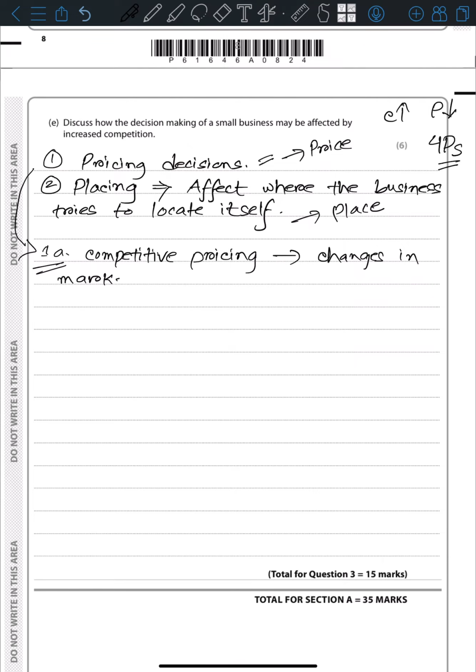Why changes in market share? Because I have new competition and my market share, of course, will not remain the same. It is more likely to decrease.